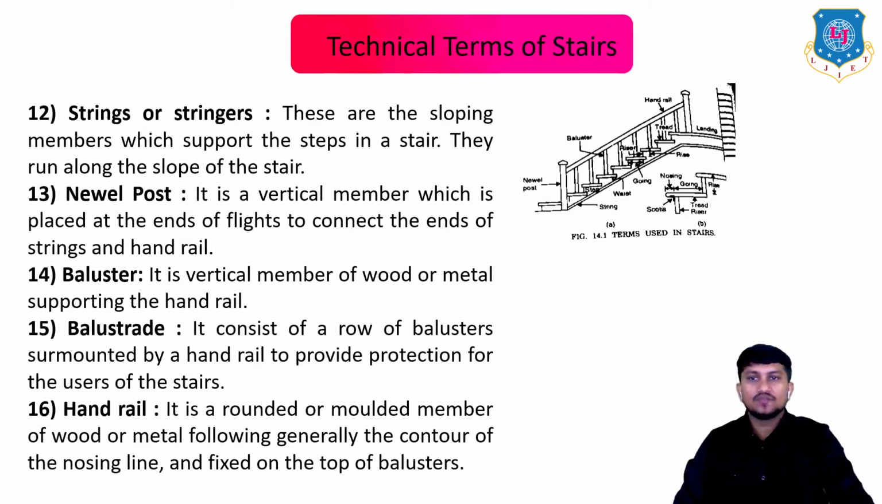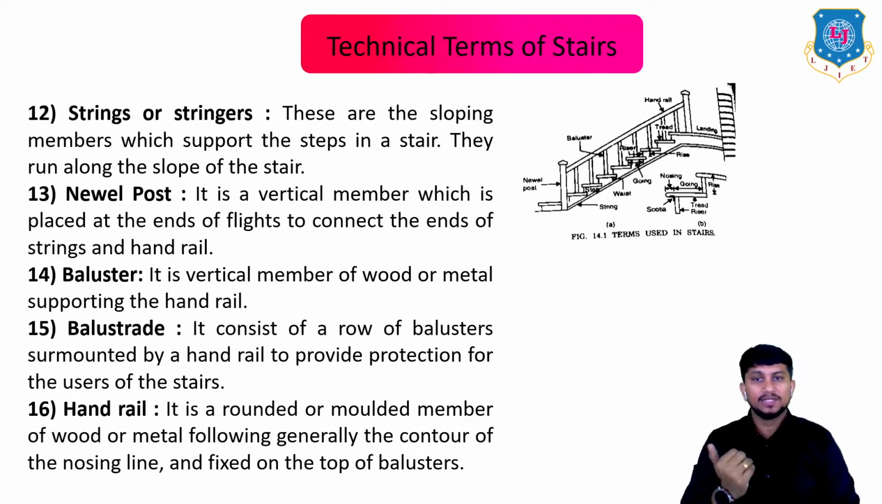Next is strings, or you can say stringers. You can clearly see string in this figure also. These are the sloping members which actually support the steps in a stair. They run along the slope of the stair. Next is newel post. You can clearly see newel post here. It is a vertical member which is placed at the ends of the flight to connect the ends of strings and handrails. So it is generally provided at the end of the flight.